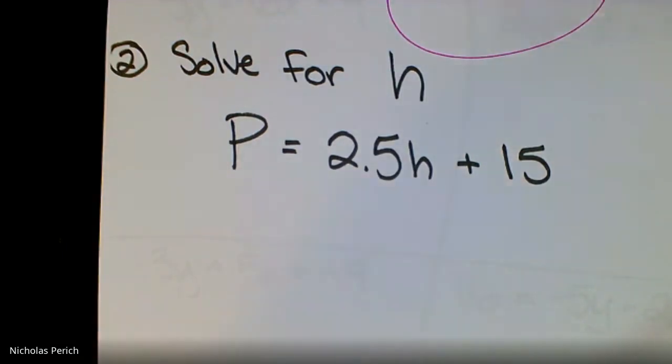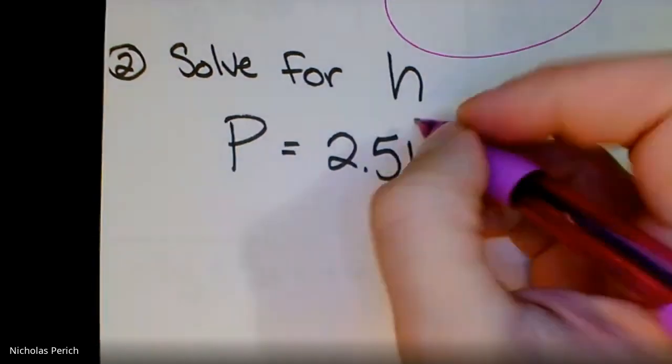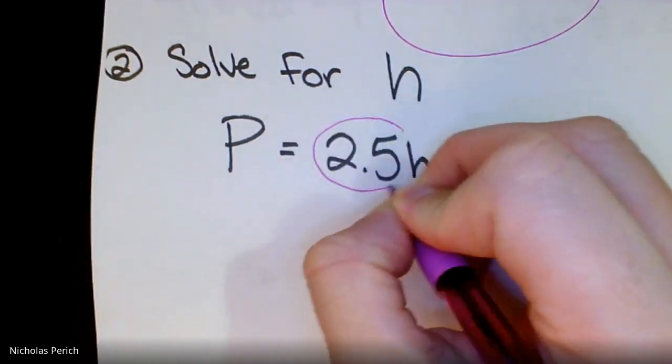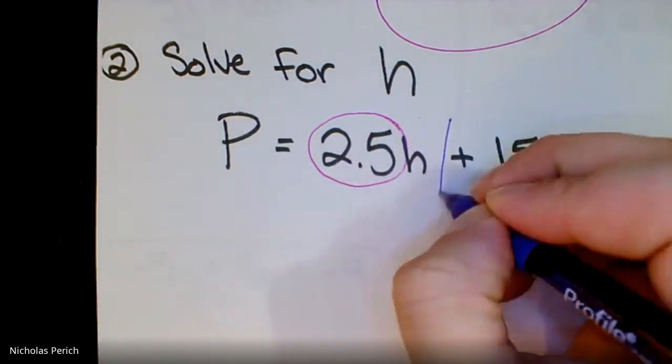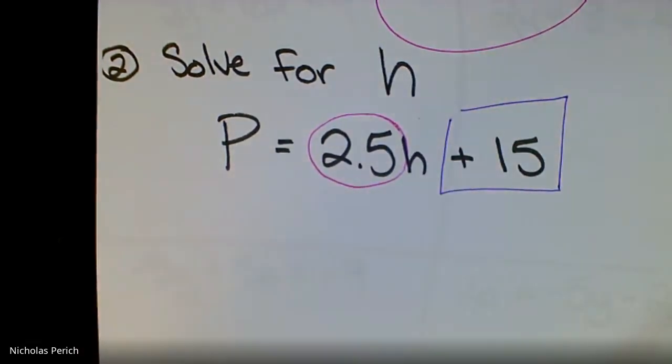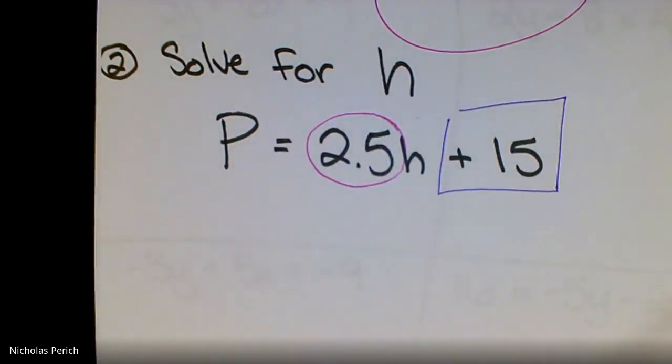So my job is to solve for H now. In order to solve for H, I have several things in the way. I have 2.5, which is attached to H, so I'm going to circle that. I'm going to make a theme today of circling the things that are attached to my variable and squaring the things that are floating around. The things that are floating around are the numbers like plus 15, minus 20, and so on. The things that are attached are literally attached to my variable.